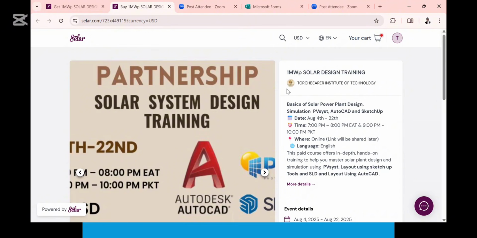After next Sunday, we are going to have another free training, and then the other Sunday, the two remaining Sundays, we are going to have some free trainings to welcome you to this paid training that is running from 4th August to 22nd. It runs for 3 weeks, 7 p.m. to 8 p.m. East African time. For Pakistan time is 9 p.m. So if you are out of those time zones, you can convert it to your time zone.